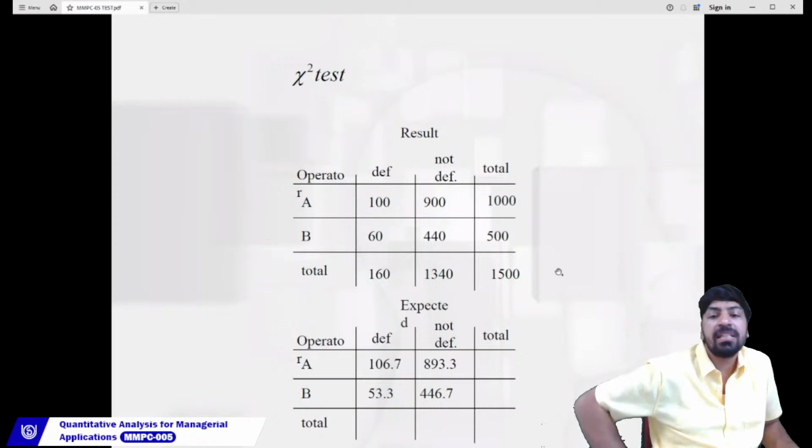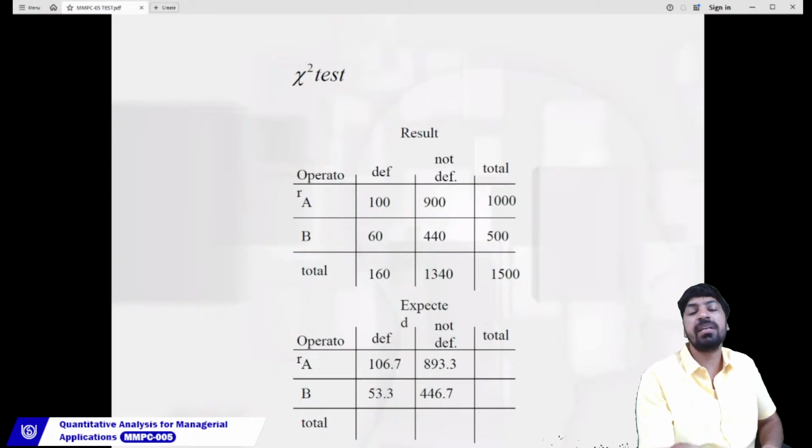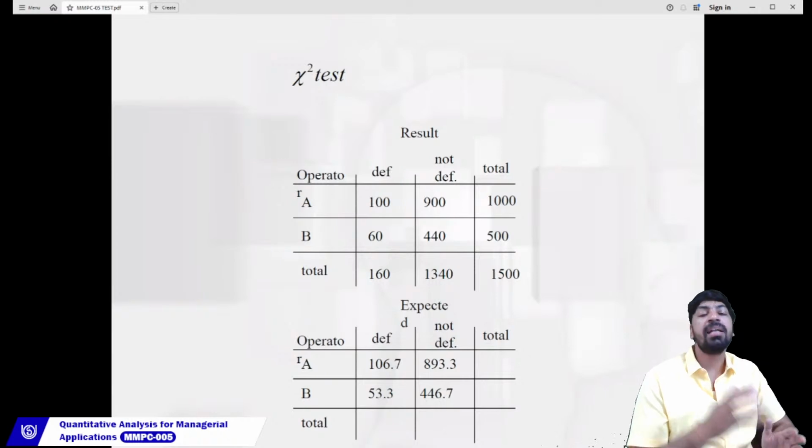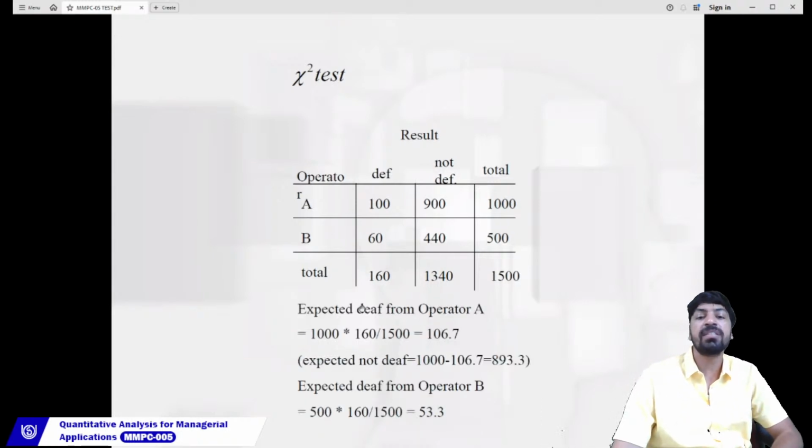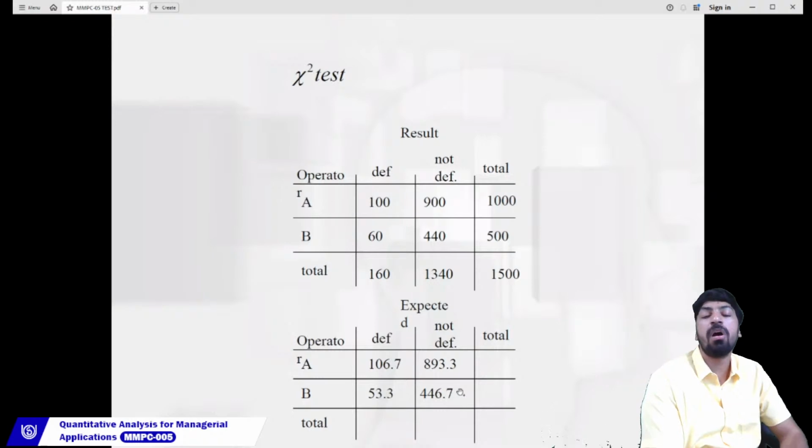So this is the table that has been given to you, the exact result given to you, and now you have to show the table of expected frequency. As I told, these two figures were already calculated in the earlier slide. Expected frequency of D from operator A, expected D from operator B. So these values were already calculated, 106.7, 53.3, already shown on the screen. When we talk about the non-deafness, these are the values that have been calculated.